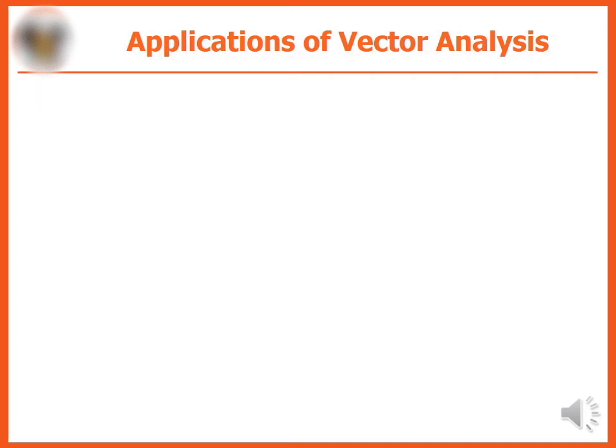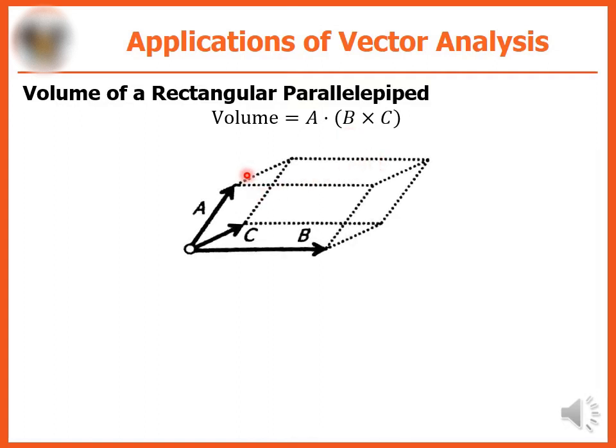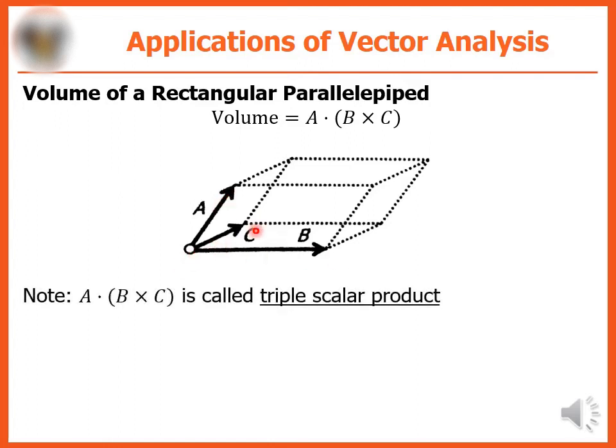Also, we use this in solving for the volume of a rectangular parallelepiped. The volume is equal to the dot product of vector A and the cross product of vectors B and C. So this is your given rectangular parallelepiped with the vectors A, B, and C. Take note that this is called the triple scalar product.